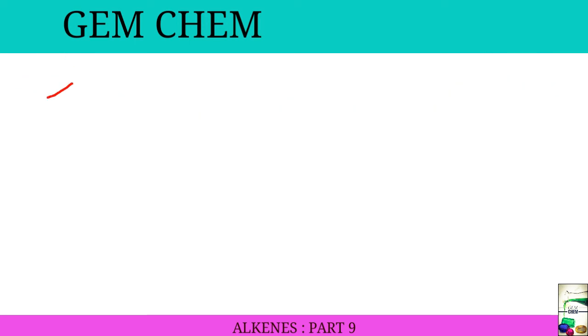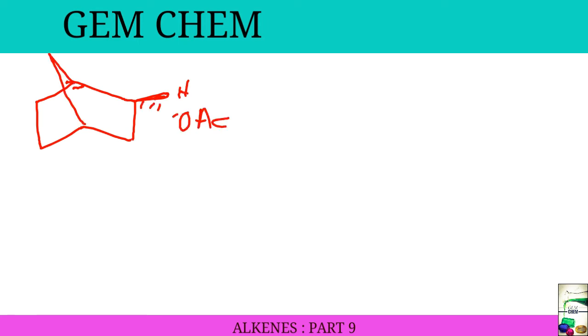So first we will draw the parent free radical, which is this one. We know here hydrogen up, here OAc down, here this one up, and here there is a free radical, and here is a double bond. Now what happens?